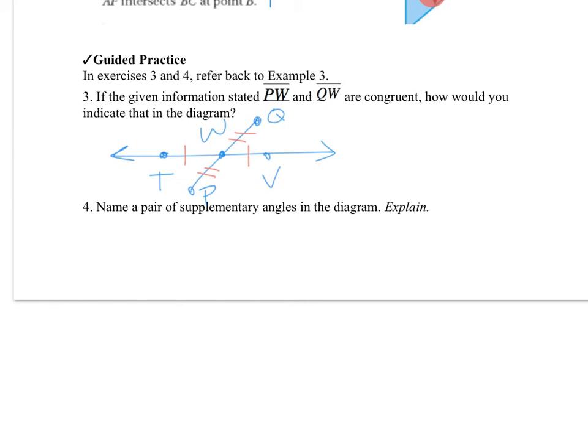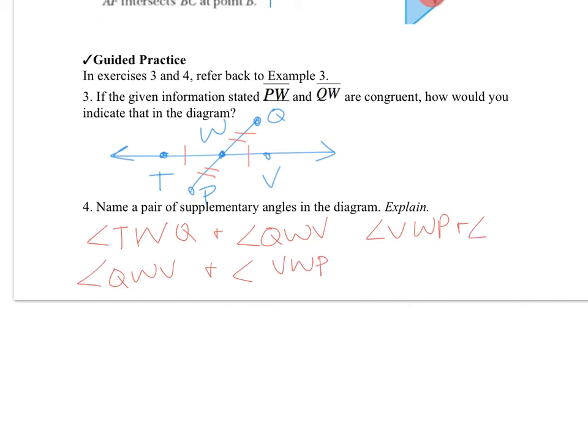And name a pair of supplementary angles in the diagram. You could have named any 2 angles that form a linear pair. So it could be angles, oh no, sorry, I'm in red, TWQ and QWV. That would have been a pair of supplementary angles. It could have been QWV and VWP. It could have been VWP and PWT, or it could have been PWT and TWQ. So there's actually 4 pairs that will work. For supplementary, it needs to form a linear pair.